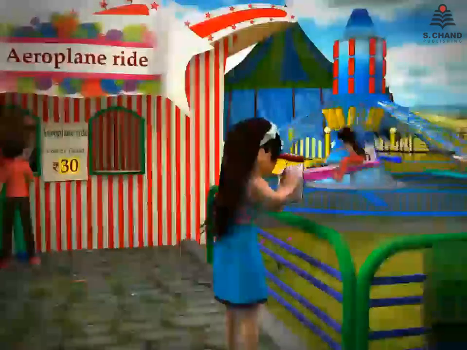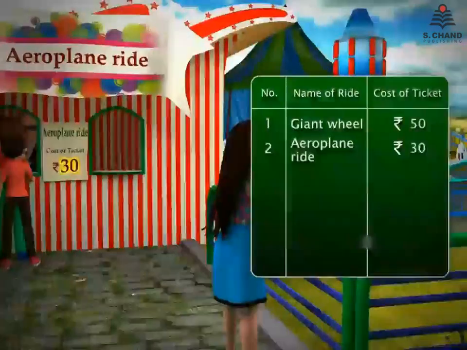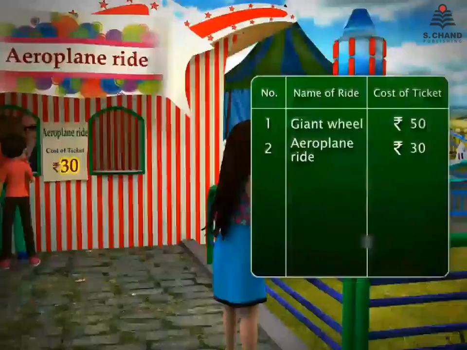Aha! This is an interesting ride. It is called Aeroplane Ride and its ticket costs rupees 30. Let us enter it in our table and move on.